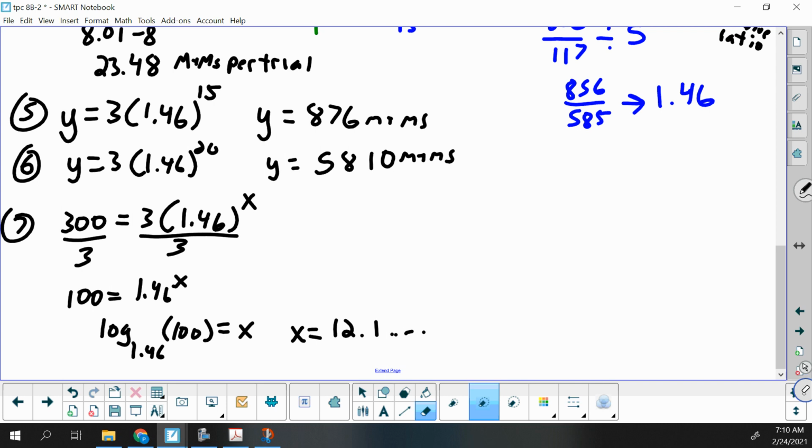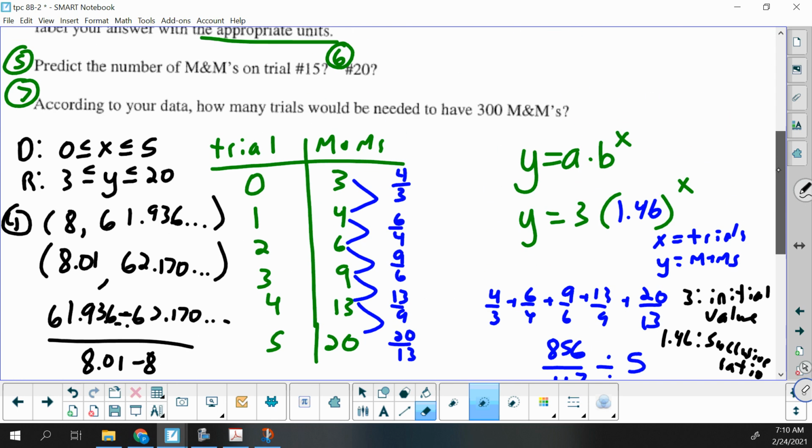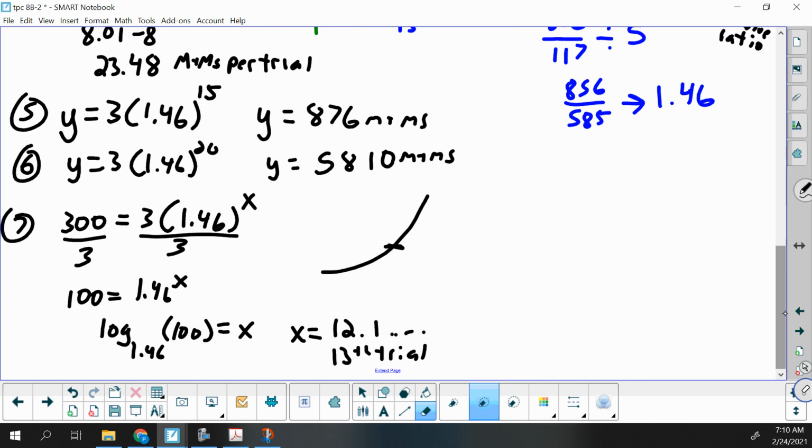So because this was increasing, that means at 12 it wasn't there yet. So the 13th trial is the first time we'll have at least 300 M&Ms, because we only had whole number trials.